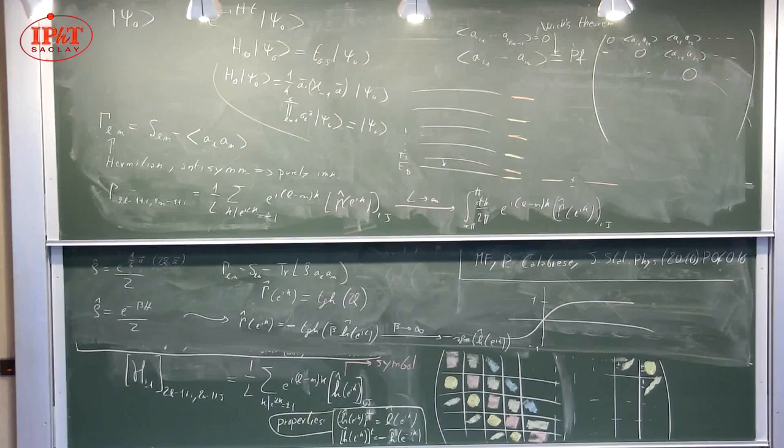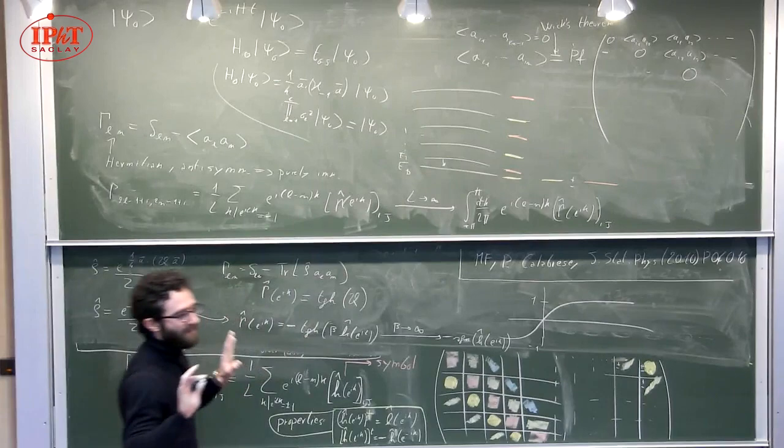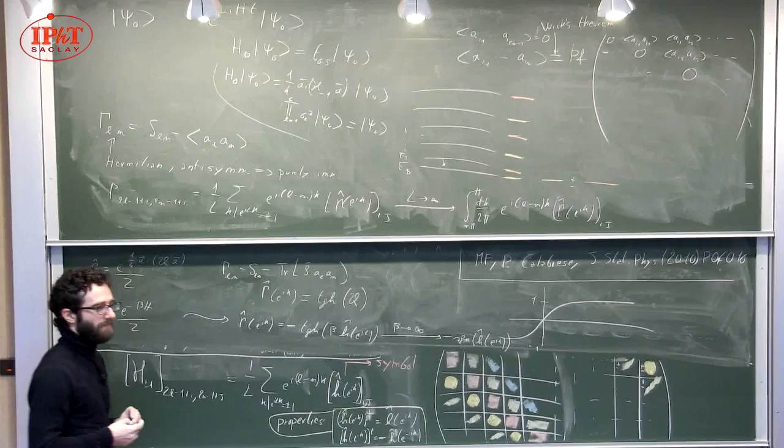I'm sorry, but I thought that H hat was complex. H is a Hermitian complex, yes, but it is Hermitian. Oh, okay. So the eigenvalues are real. This is why I can do this, via the eigenvalue. Okay. Yes.